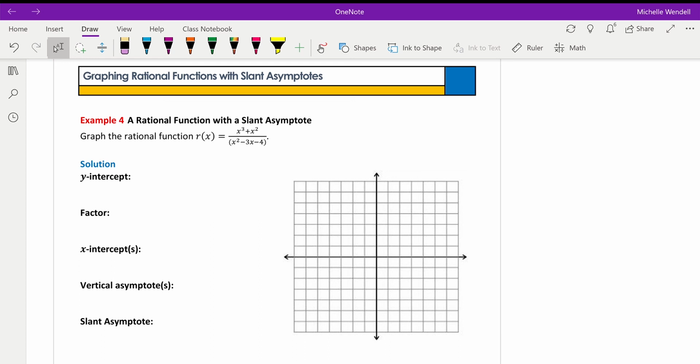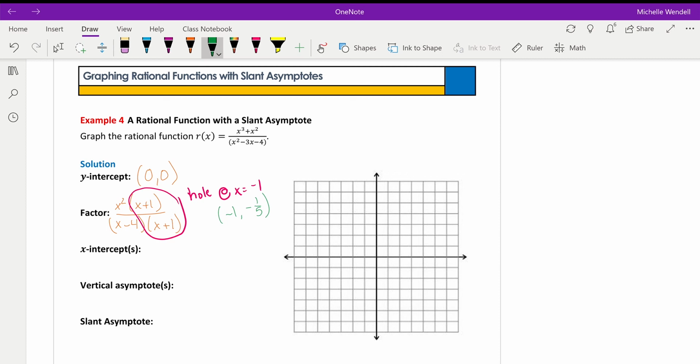There we go. All right, example 4 is x cubed plus x squared over x squared minus 3x minus 4. So again, y-intercept, it's going to be (0, 0) because x is 0. And then I can factor that to x squared times x plus 1 over x minus 4 times x plus 1. Notice that x plus 1 is in the numerator and the denominator, so they're going to divide out to give you a hole at x equals negative 1. To get the y value of that, remember, we're going to plug that negative 1 back in, which means our hole is at (-1, -1/5).